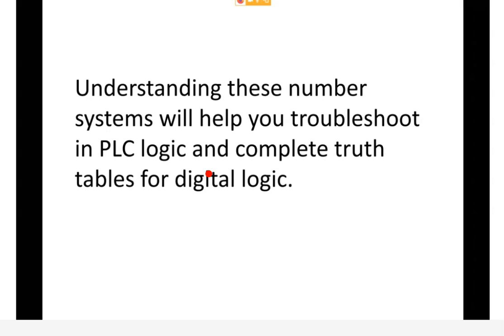So understanding these numbering systems can help you troubleshoot, especially if you're into PLCs. You can actually look in the logic or the data table for a certain device, input cards, output cards, and see based on whether it's binary or hex. You can set up little traps in the logic to do some troubleshooting.